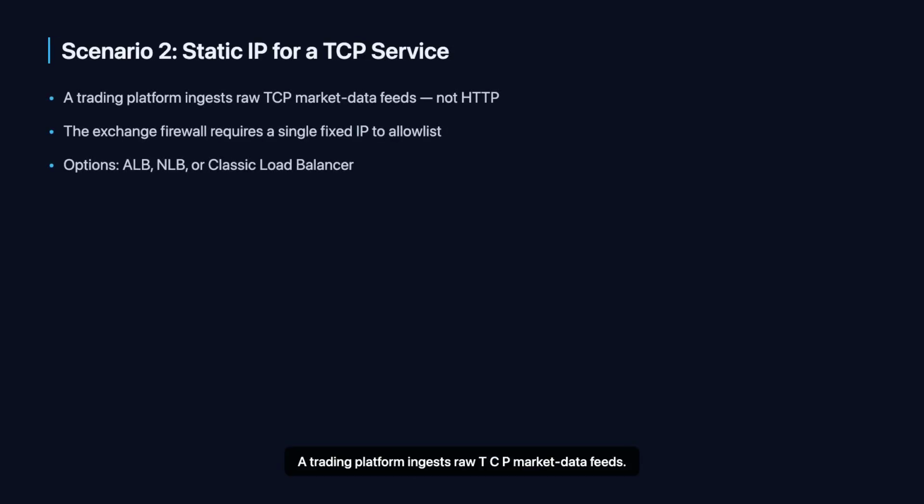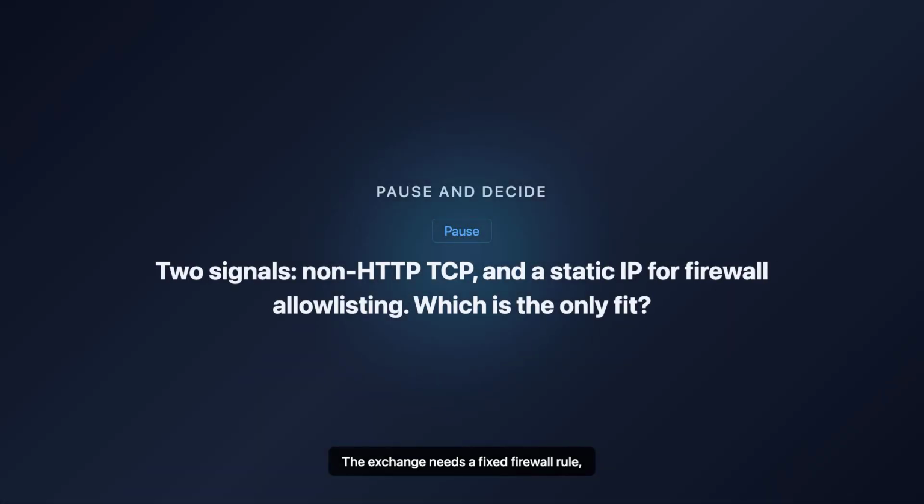Scenario 2. A trading platform ingests raw TCP market data feeds. That's not HTTP. It's a straight layer 4 protocol. And the exchange's firewall requires a single fixed IP address to add to its allow list. Your options are the application load balancer, the network load balancer, and the legacy classic load balancer. The exchange needs a fixed firewall rule, and it sends raw TCP, not HTTP. Which load balancer can actually accept an elastic IP and operate at layer 4?